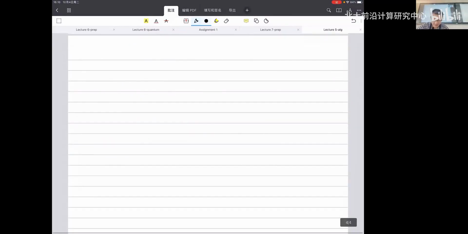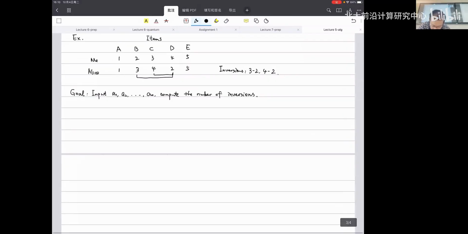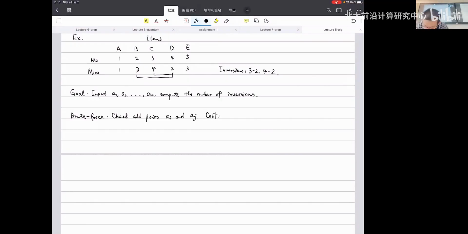For this problem, you can see that it can, of course, be solved in polynomial time. You can just do a brute force way: we just check all pairs. The cost of this algorithm is n choose 2, which is n times n minus 1 over 2, and this is O(n squared).